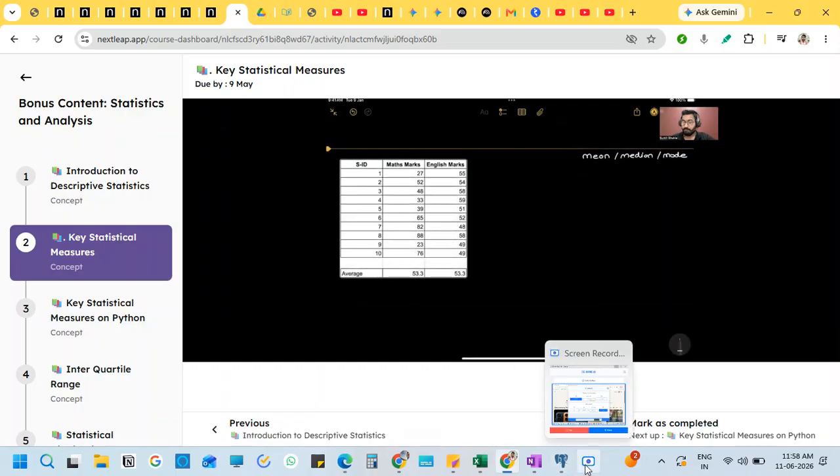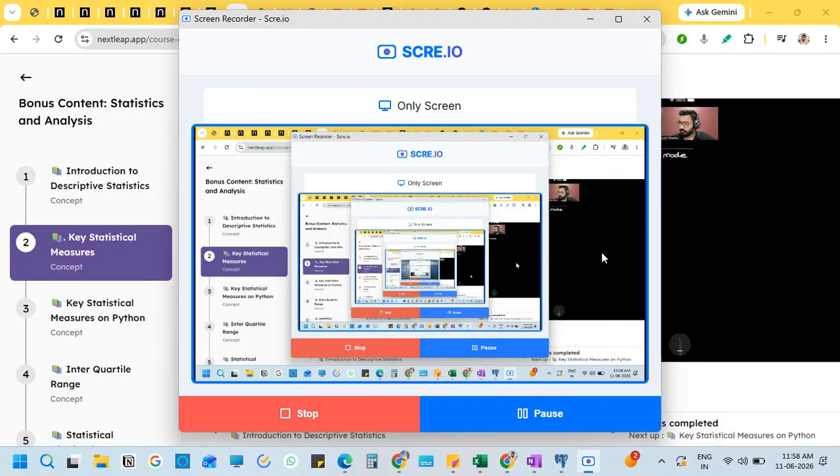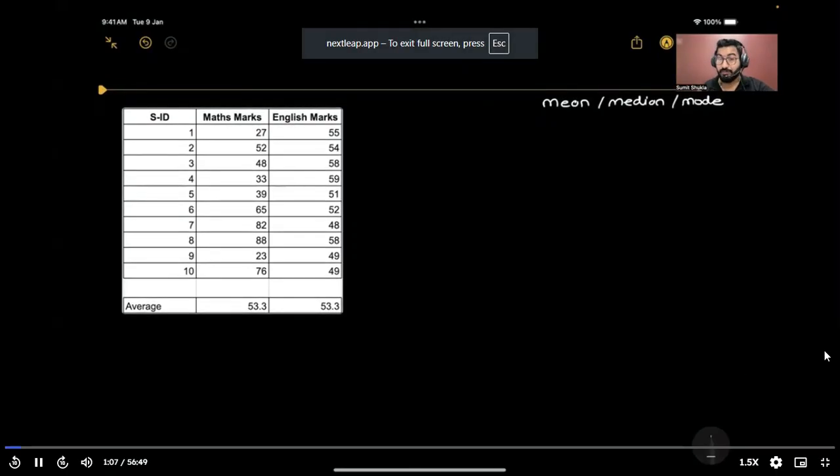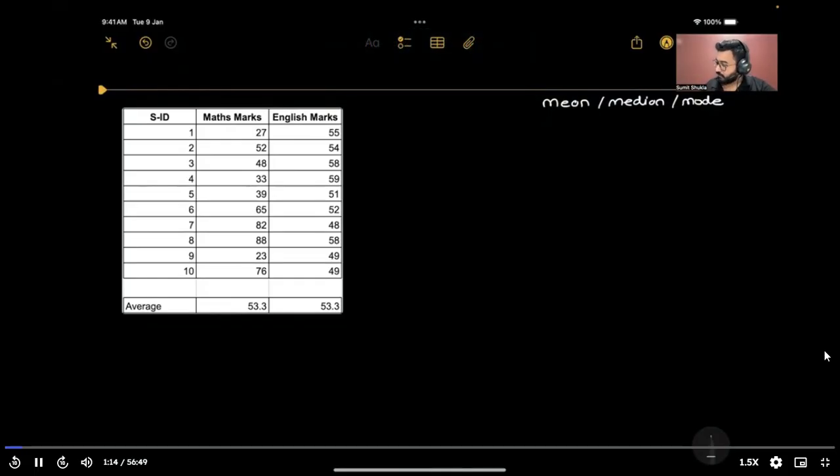Now, why do we need measures of dispersion? Let's talk about it. This is a sample example that I have created, and it is the best example to understand the need for measures of dispersion. Here you can see that the average marks for math and for English are the same, 53.3, 53.3. But if you closely observe the marks for math and English, you will find out that they are different.